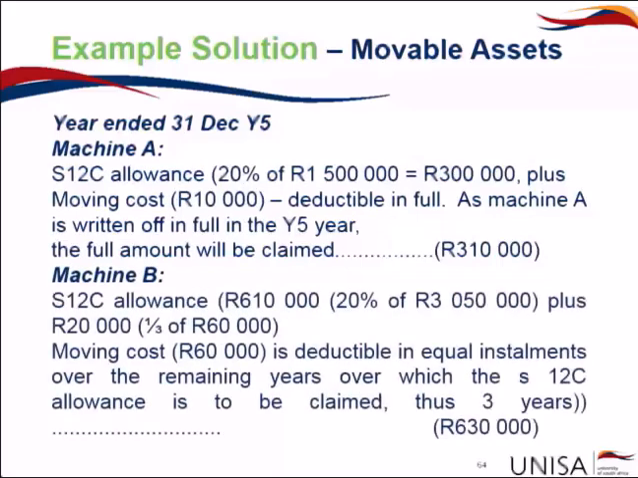For machine B, we will be allowed to deduct 20% of the cost, so the 3.05 million, plus we will be able to deduct a portion of the moving costs in line with how many years we have left to claim allowances. In year 5, we still have 3 years of allowances, therefore we will get a third of that 60,000 moving costs, which we will be able to claim now in year 5.